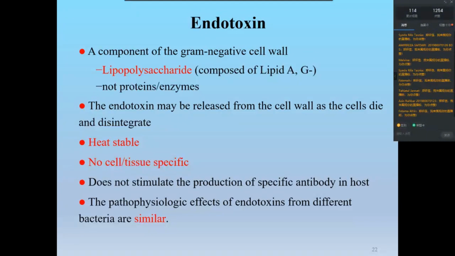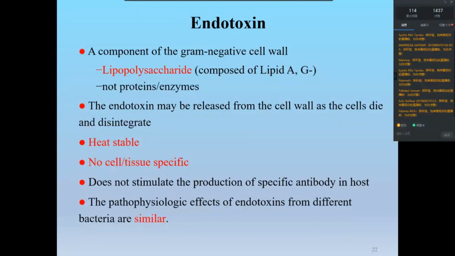Endotoxin is heat stable, which means that simply increasing the temperature doesn't kill the LPS molecules. If you want to kill the LPS molecules, you need a high temperature, maybe around 200 degrees, 170 degrees, and bake it in the oven for several hours. That's what we do in the lab to inactivate LPS.